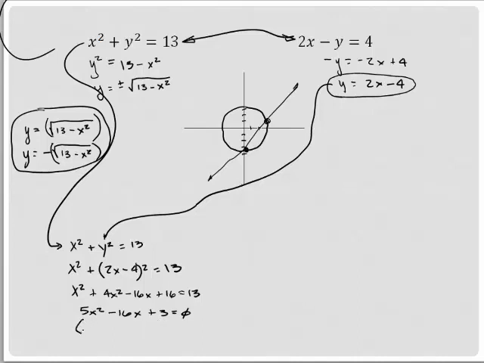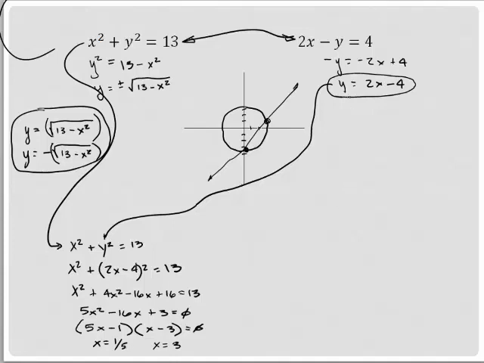Hopefully we remember those factoring skills. 5x minus 1 and x minus 3. Okay, those are the factors of that polynomial. We set each one equal to 0. So 5x minus 1 equal to 0. We can do the algebra and find that x equals 1/5 and x equals 3. So those are the two answers for x.